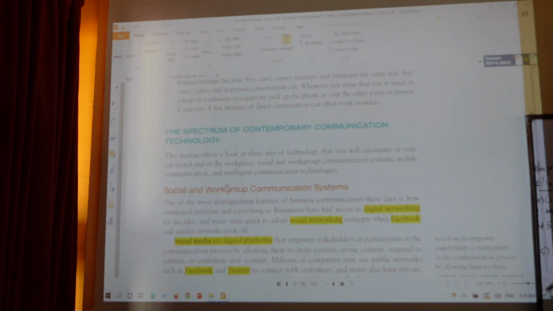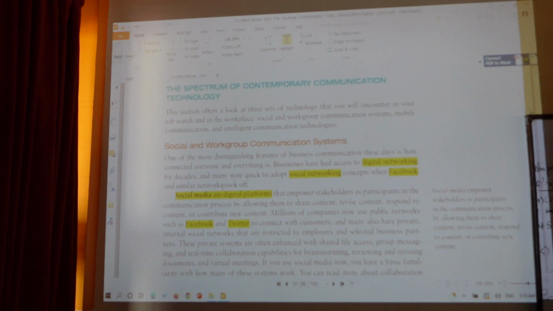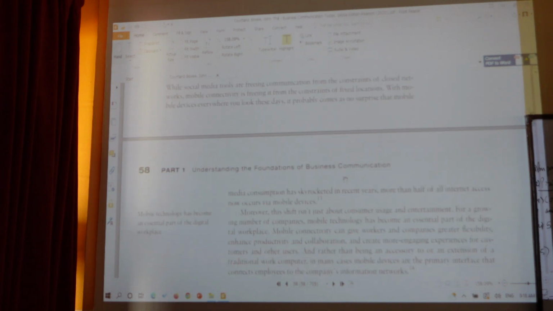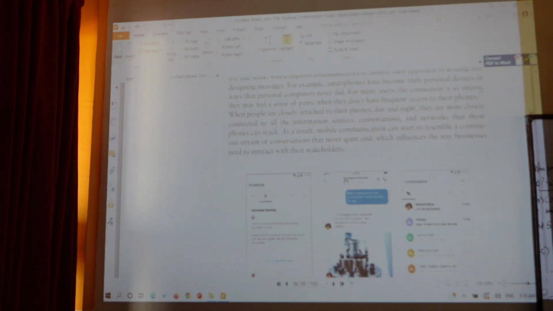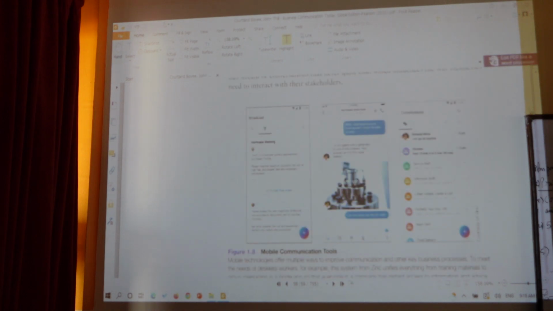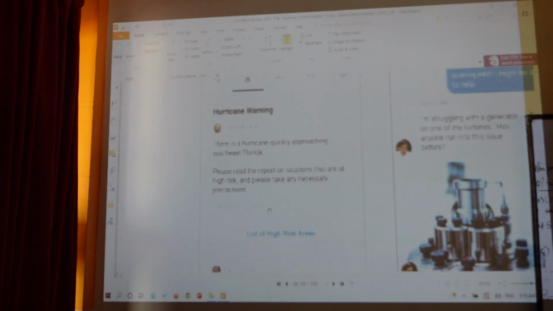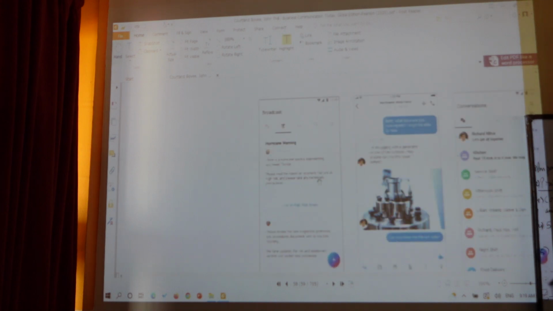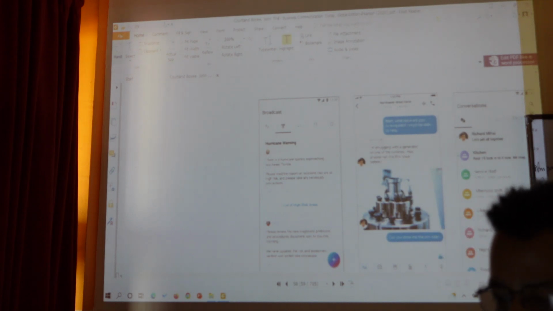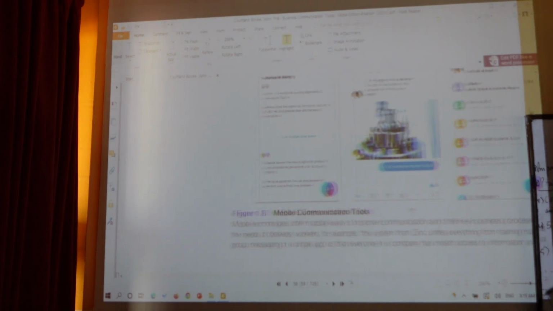Then, okay. What else we have? What is social media? Social media empowers you, right? It helps you communicate. Then we have mobile communication. Let's pay attention to it. Mobile communication. Maybe we have some benefits. Mobile communication tools, what are they? Like broadcast. Then you have conversations, right? Then what else do we have? Let's check.